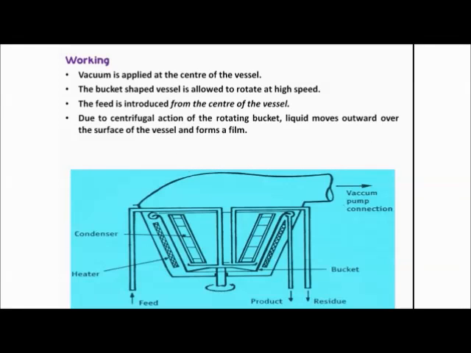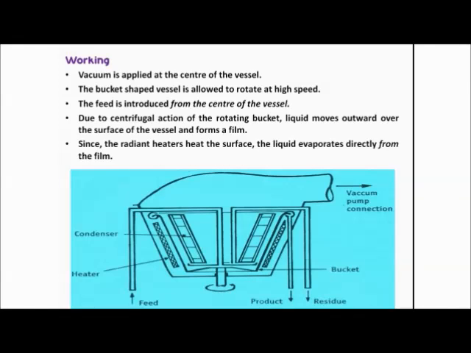Now due to the centrifugal action of the rotating bucket, see this bucket is rotating, so whatever liquid comes, by virtue of the centrifugal force this liquid will be thrown out to the wall of the vessel. Thus this liquid will form a film over the bucket by the centrifugal force. Now from where has the centrifugal force come? The centrifugal force has come due to the rotation of this bucket by this rotor, right?